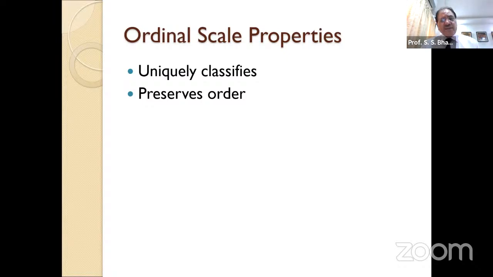It uniquely classifies. That means people who would rate the quality of this session as very high will be classified in one class. The second group would be those who have rated it high. The third group would be those who rate it average. The fourth group would be those who rate it low, below average. And the fifth group will be those who rate it very low, right? So if we evaluate a characteristic like that, and we can use that for uniquely classifying people or products and services, it will be an ordinal scale.